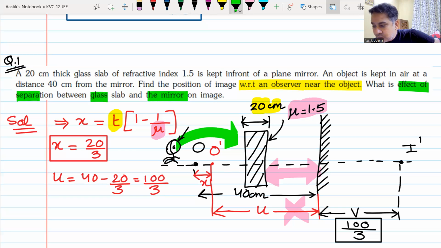Yes, sir. He is also seeing it through the glass slab. Therefore, this will again shift. Yes or no? This will again shift. How much will it shift? The actual object which he has to see was here. But it will shift. How much will it shift? It will shift the same distance because it does not depend on the distance. It only depends on t and mu. Yes or no?